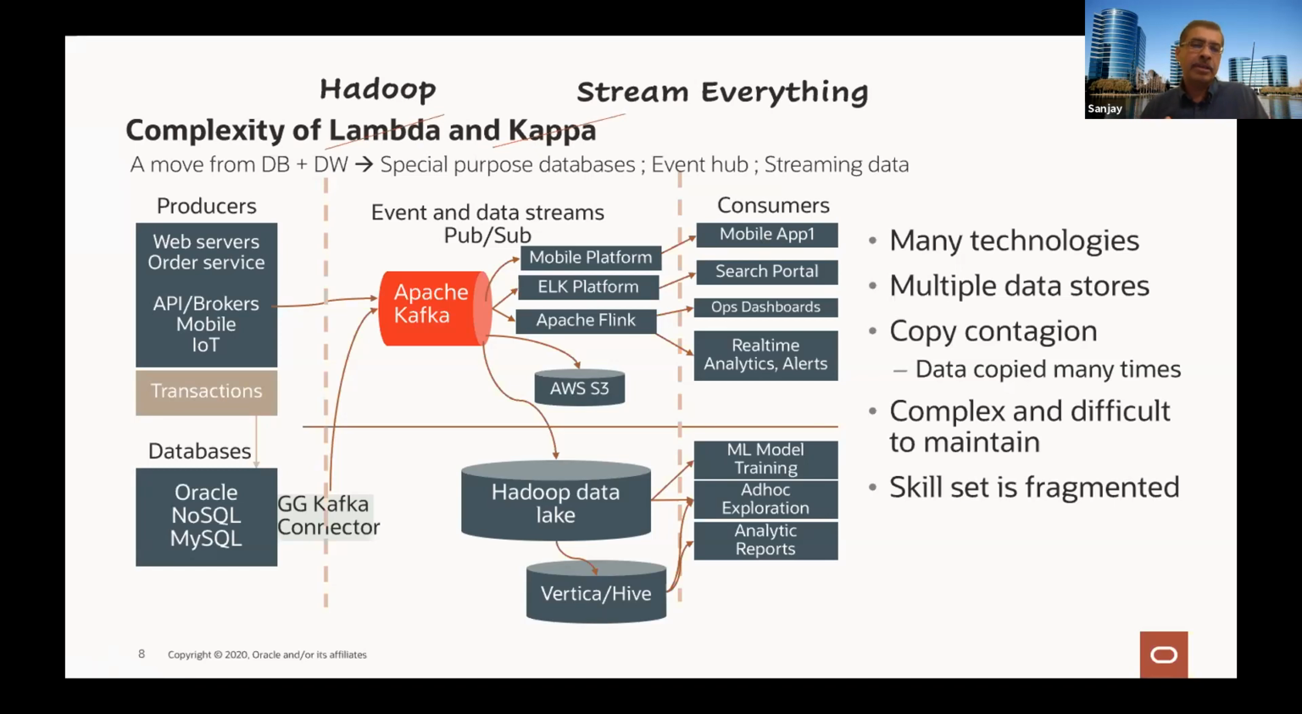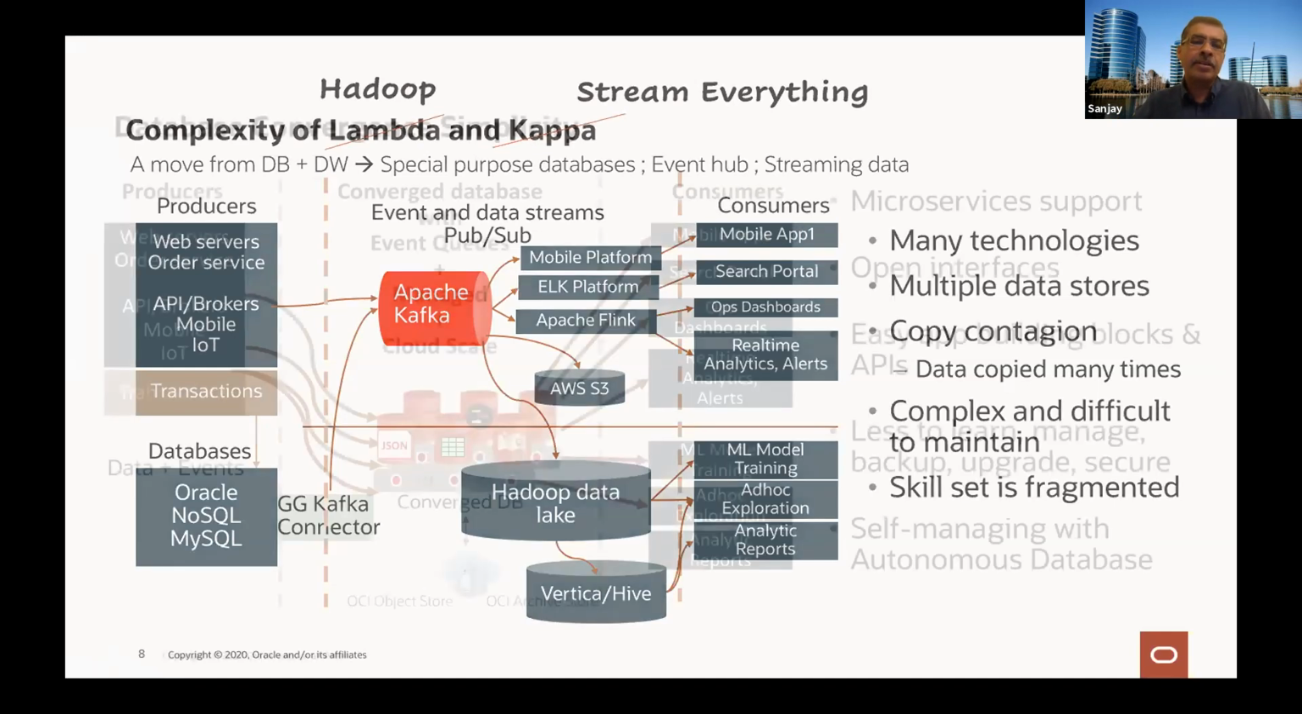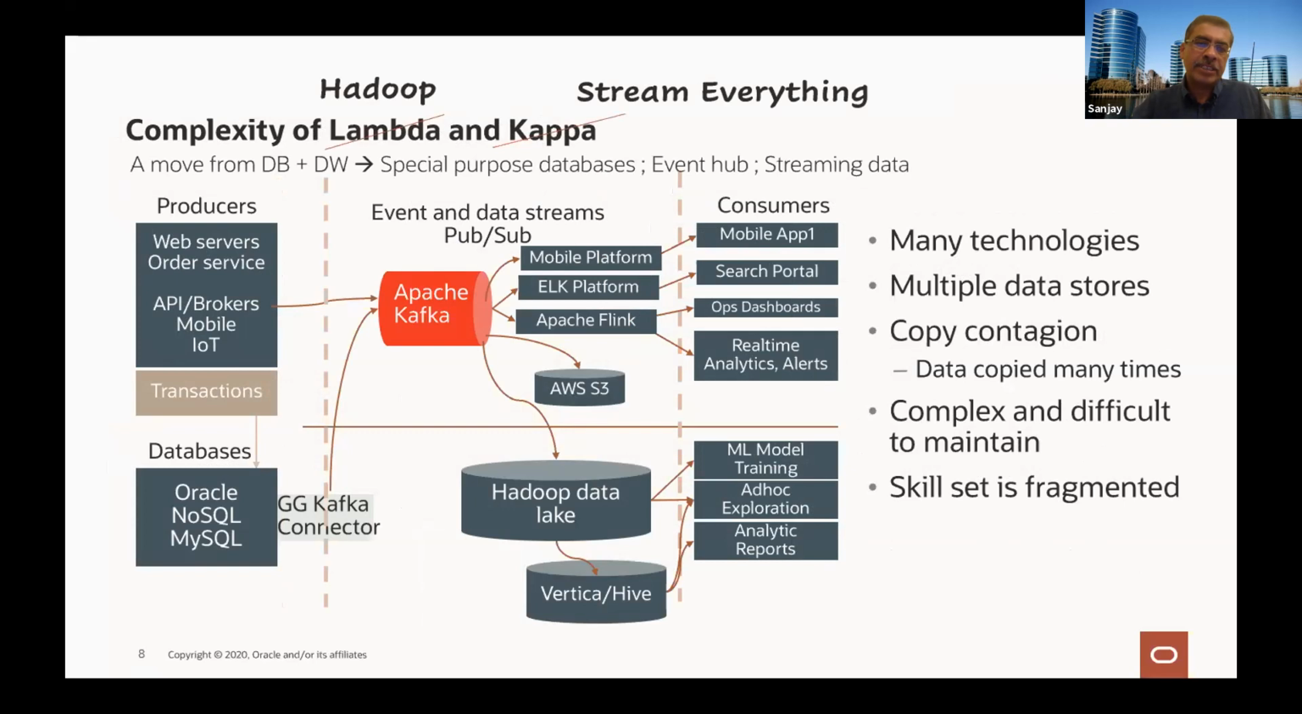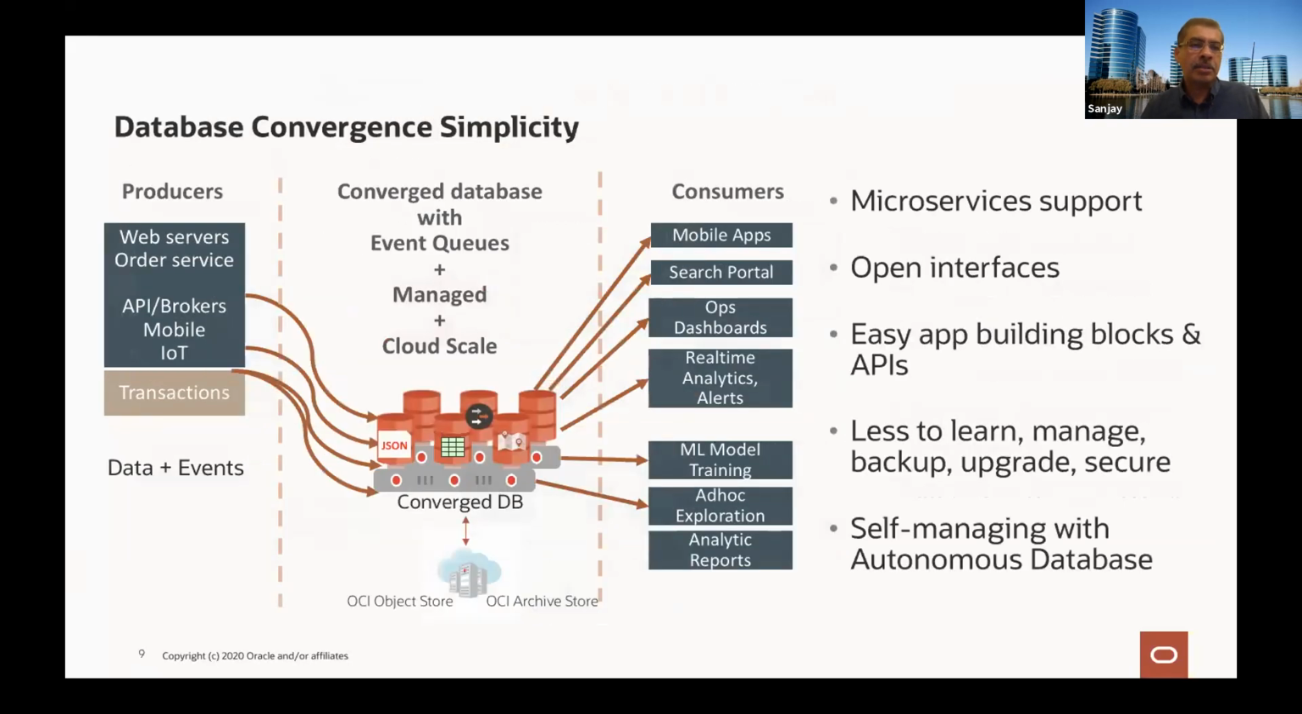So you'll have a database for key value store, or a database for graph data, or a database for relational data, and then have an event hub, and then you stream data to these various places, right? So we believe there's a simpler way to do these things, and that simpler way is through a converged database, right? So the Oracle database now has been containerized, right?